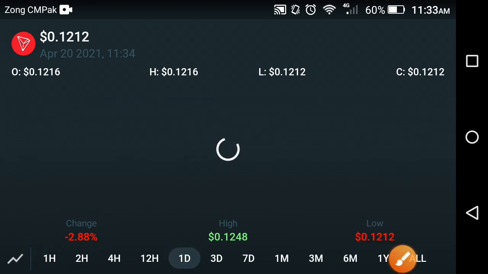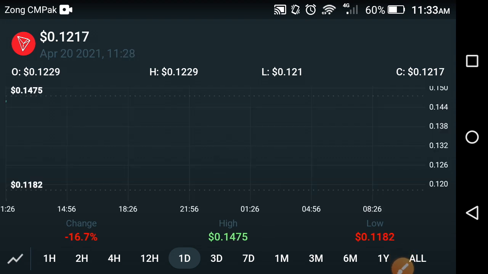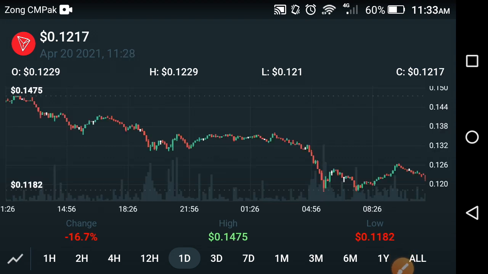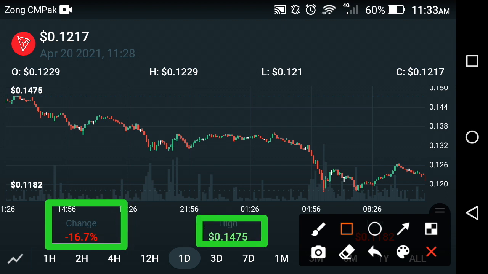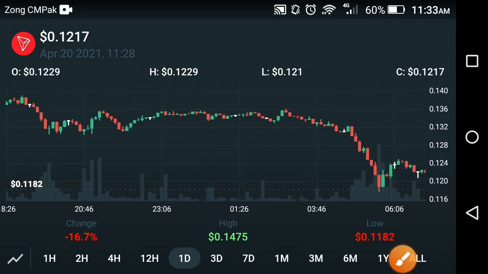Now let's see more details of the last 1 day price prediction, what change occurred in the previous 1 day, and let's check out the technical analysis and what's the next target of the TRX coin. As you can see here, first of all we look at the change occurring in the last 1 day, which is about negative 16.7%, and the high price of TRX in the last 1 day is about 0.1475 USD, friends.